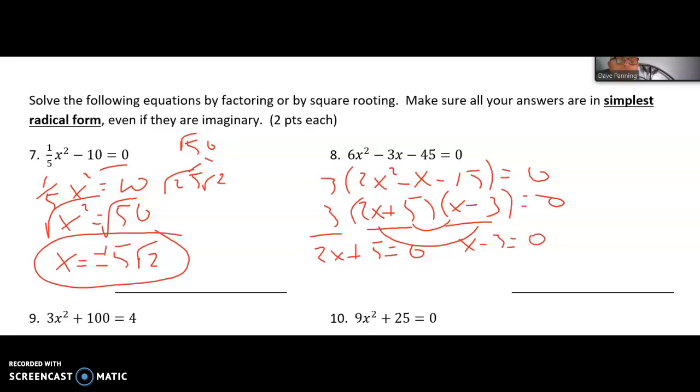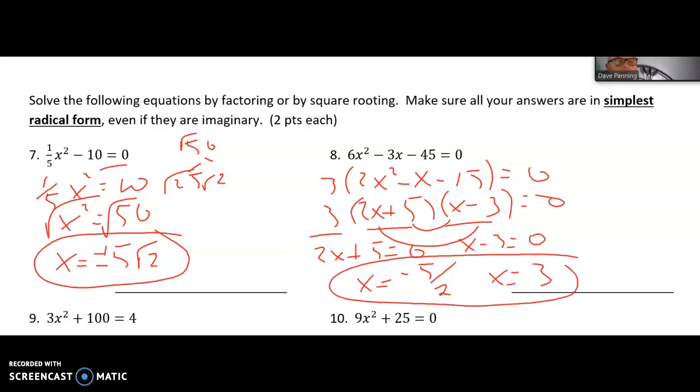And if it's 2x plus 5 equals 0, I would subtract 5 and divide by 2, which means x is going to be negative 5 halves. And the second one, I would add 3 to both sides, so x is 3. So my two solutions are negative 5 halves and 3. Now also, you had a calculator for this one, so you could just graph that on your graphing calculator, and it would hit y equals 0, or the x-axis at those 2 spots, at negative 2.5 and 3. And it would look something like this. And you could find that using that method as well.